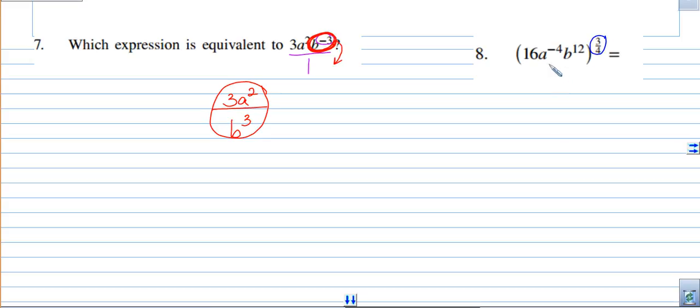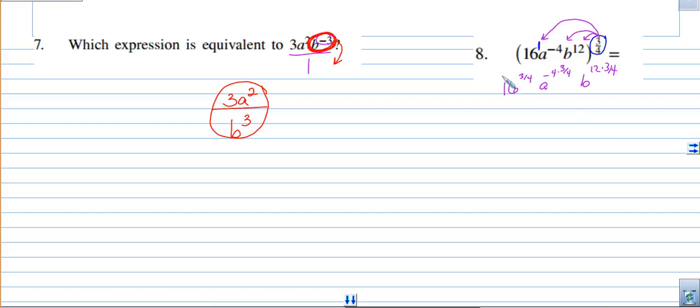So b has its exponent. a has her exponent. What about 16? Its exponent is 1. Okay? So we need to make sure that we put that 1 there and that they get the 3/4 as well. Okay? So we're going to take this and we're going to distribute it, and you get 16 to the 3/4 power. You get a to the negative 4 times 3 over 4. And you get b to the 12 times 3 over 4.